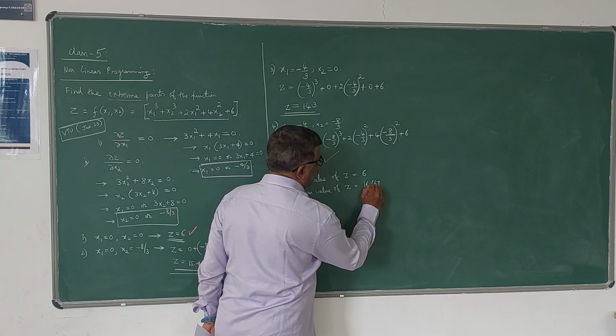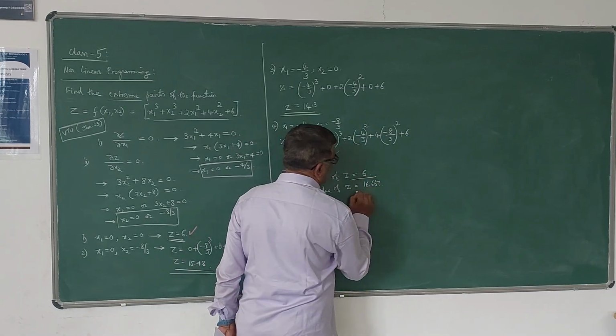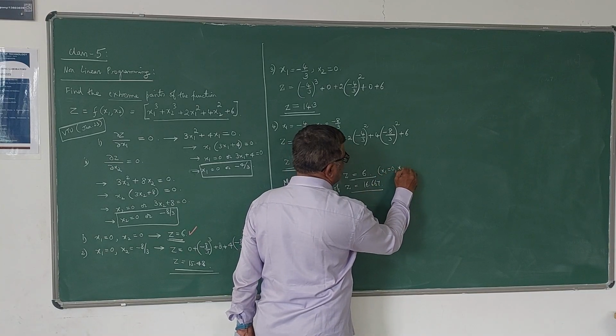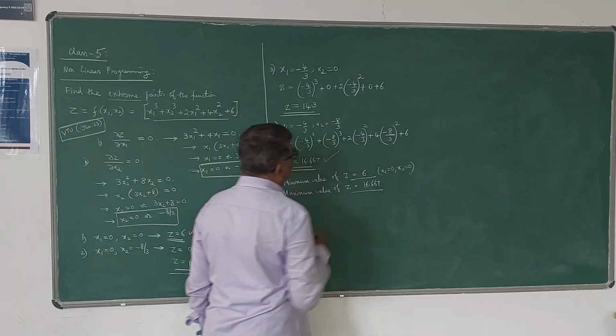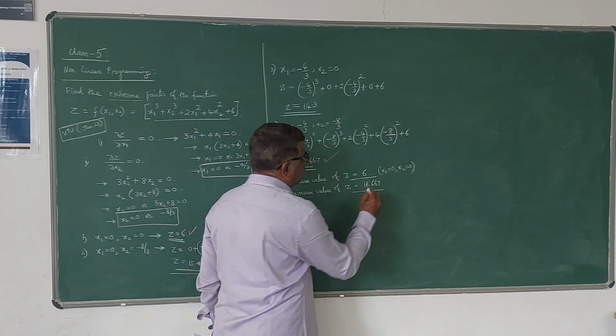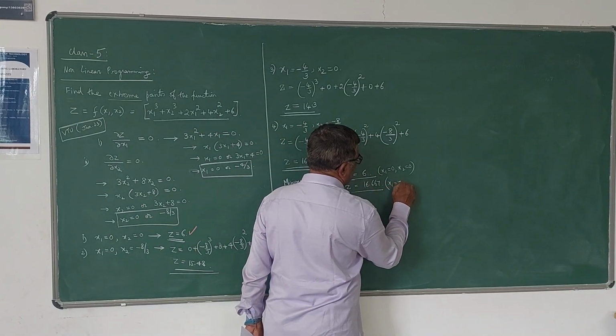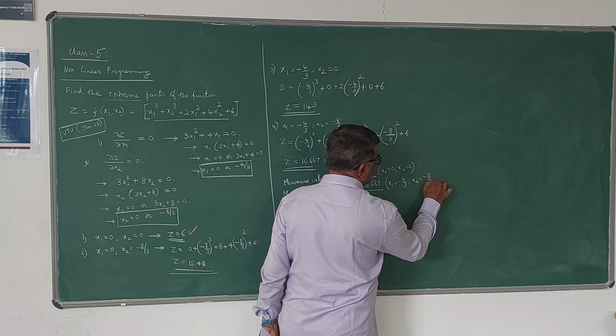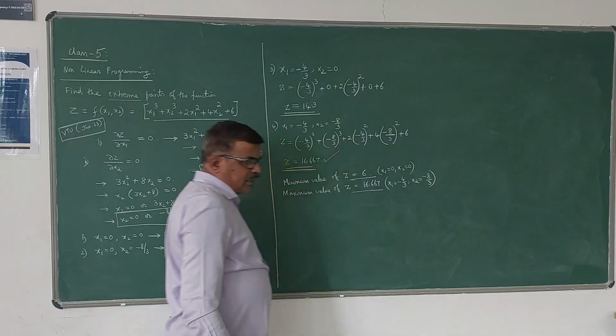16.667. Of course, these two values we got. The first value we got is at x1 equal to 0 and x2 equal to 0. The second value, the maximum value, we got at x1 equal to minus 4 by 3 and x2 equal to minus 8 by 3.